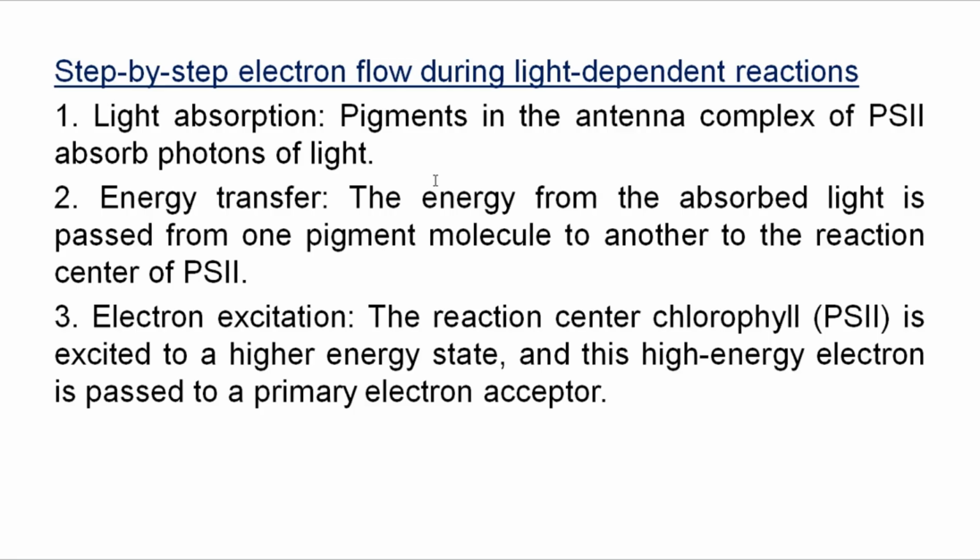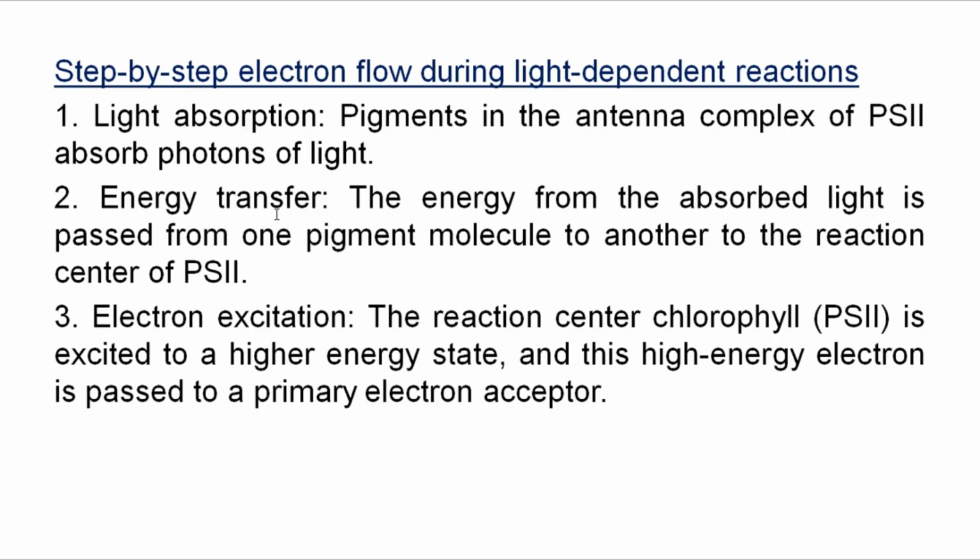The first one, light absorption. Pigments in the antenna complex of photosystem 2 absorb photons of light. There are two protein complexes, photosystem 1 and photosystem 2. So the first step is that pigments in the antenna complex of photosystem 2, not photosystem 1, absorb photons of light.